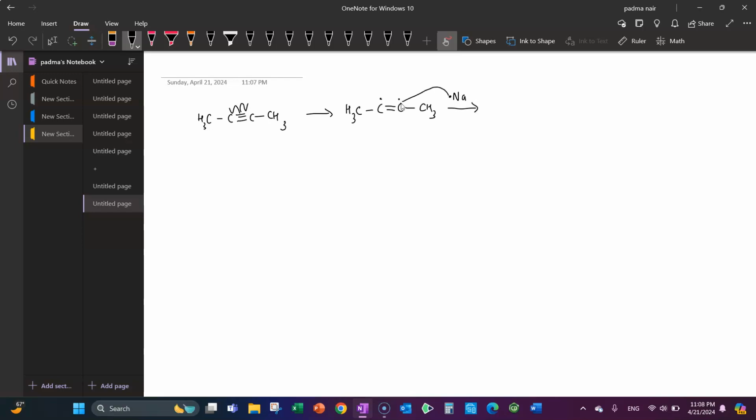So sodium donates one electron, and what we get is an intermediate, which we call an anion radical. Okay, so see, we have two electrons, one from sodium, one from the pi bond, and this gets a negative charge, whereas this carbon will still have the radical. So this is abbreviated as a radical anion. Okay, radical anion, because one carbon has one radical and the other carbon has a negative charge.